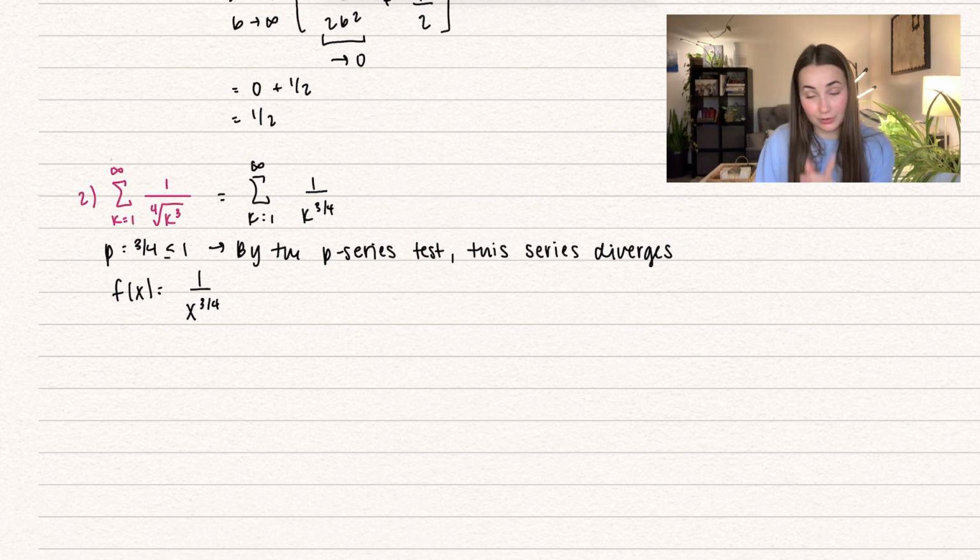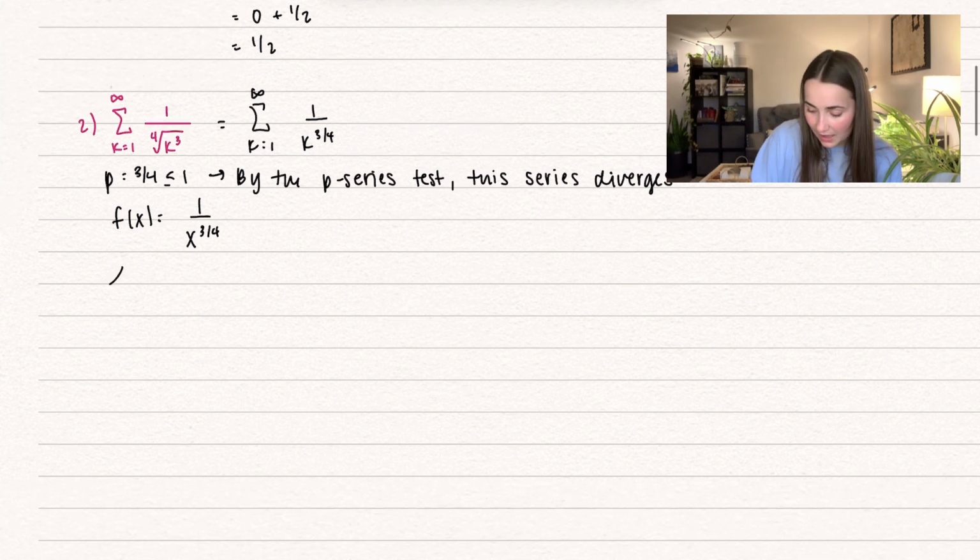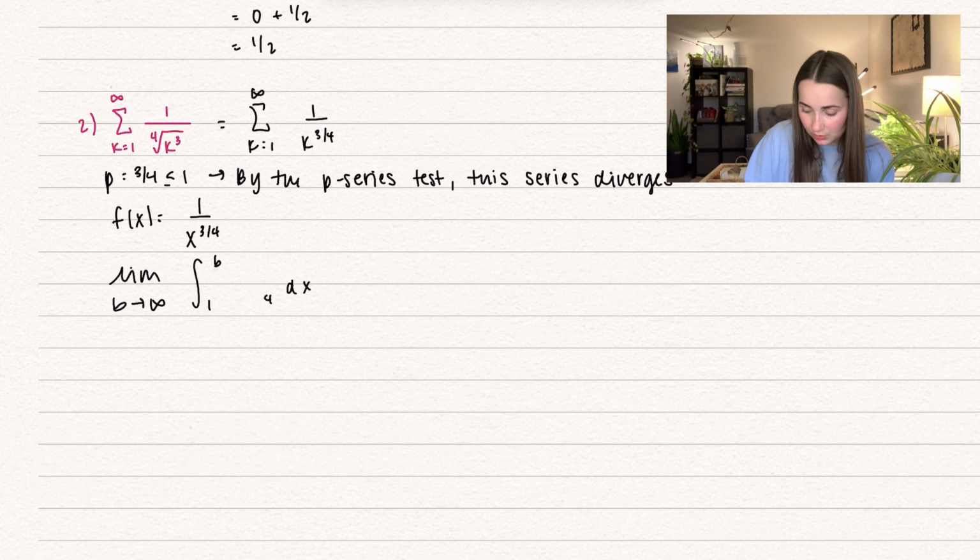Make sure to write that down if you're taking an exam, right? It is continuous, it is positive, and it's decreasing over this interval. So let's go ahead and write out our integral. The limit as b approaches infinity, we have the integral from 1 to b of 1 over x to the 3/4 dx. Again, the first thing I want to do is rewrite this so I can really see the power rule. So it's going to be x to the negative 3/4.